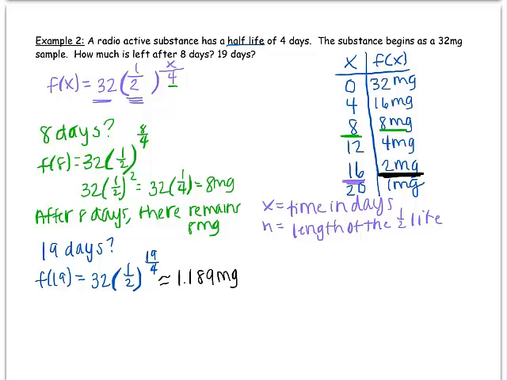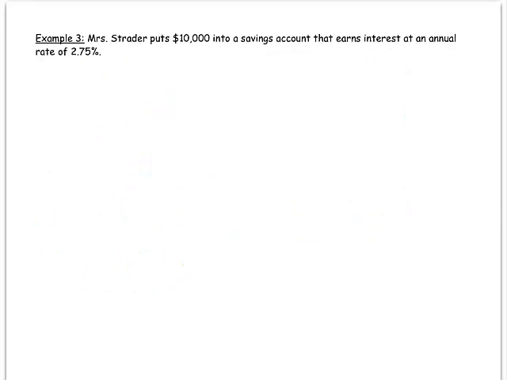Okay, let's take a look at one more example. Okay, here's our last example. So there's a lot going on here, so let's talk about all the different variables that are happening in this case. Mrs. Trader puts $10,000 into a savings account that earns interest at an annual rate of 2.75%.